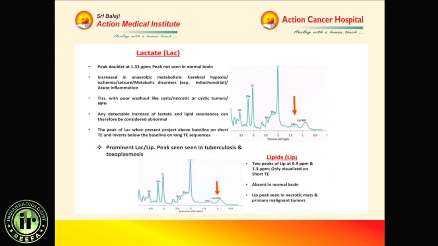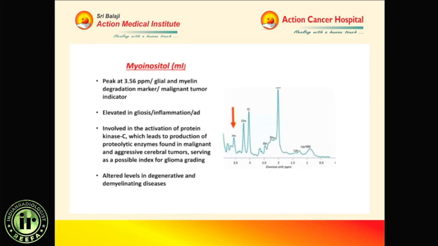Now, we go to lipid and lactate. Lipid is a twin peak which appears at 0.9 ppm and 1.3 ppm. It is absent in normal brain and it may be seen in necrotic mets and primary malignant tumors. Lactate is a peak doublet at 1.33 ppm. The peak is again not seen in normal brain. It is increased in anaerobic metabolism, hypoxia, ischemia and many other diseases. So, a prominent lipid lactate peak is seen in tuberculosis and toxoplasmosis. MI appears at 3.5 ppm and it is a glial and myelin degradation marker.